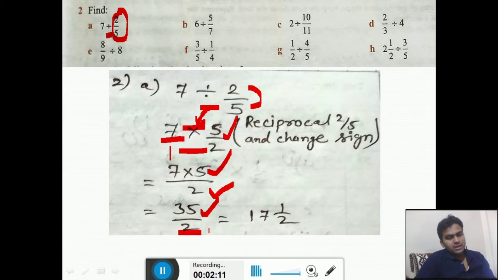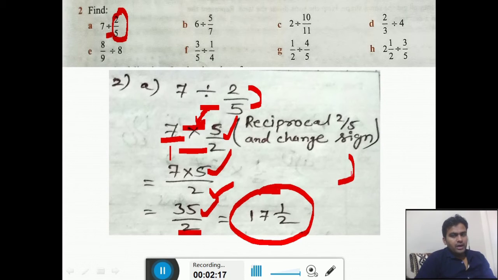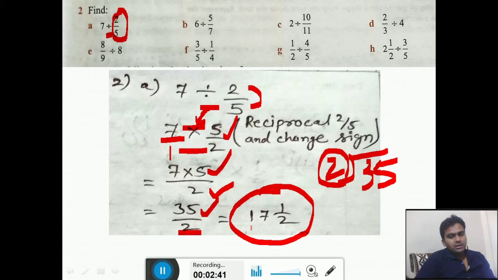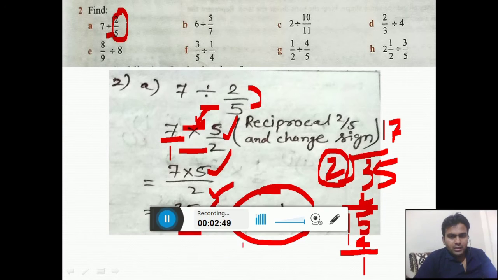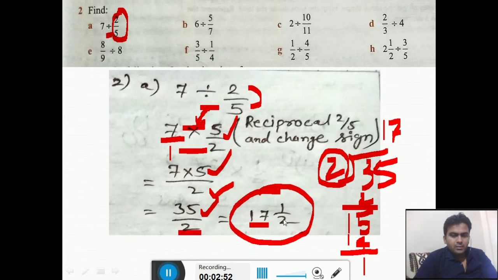Now you can change this into a mixed fraction. How to change that? Divide 35 by 2 until you get a remainder less than the divisor. Whatever divisor you have, if you get a remainder less than the divisor, then stop and write down the quotient here. When we divide 35 by 2, 2 1 is 2, and 1 is left, so we can write 35 upon 2 as 17 complete 1 upon 2.